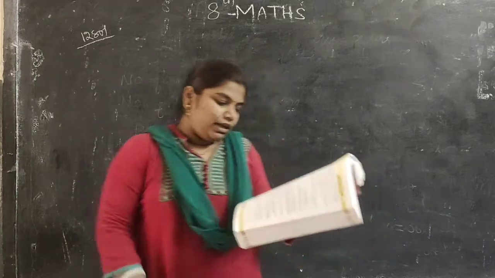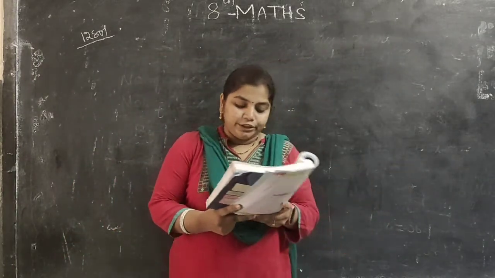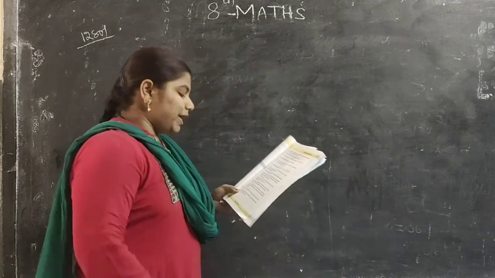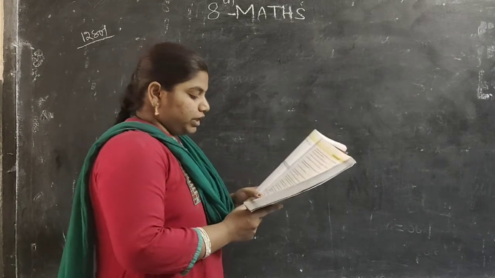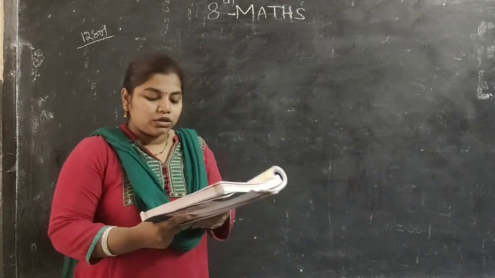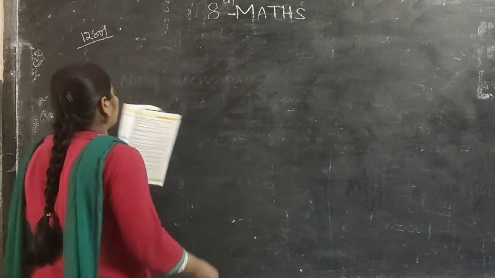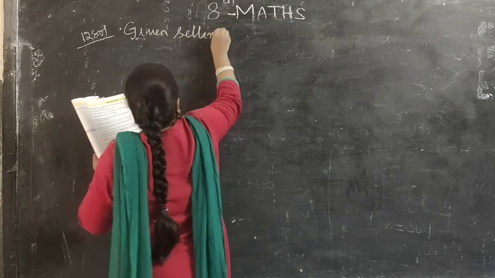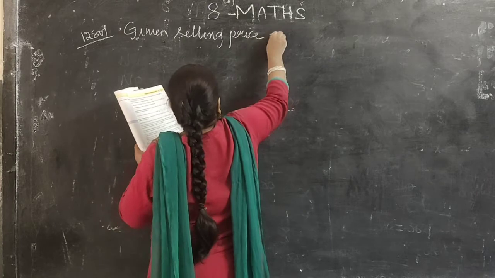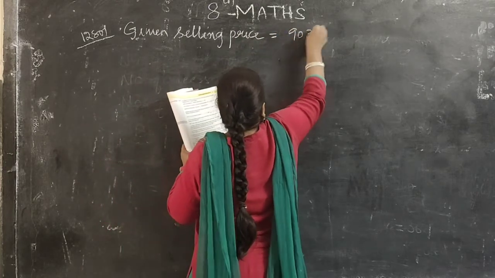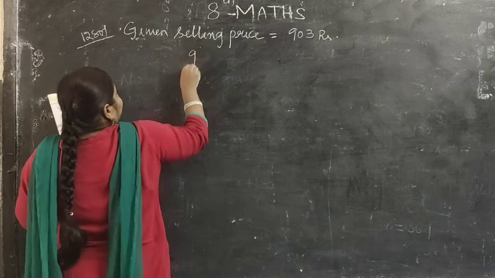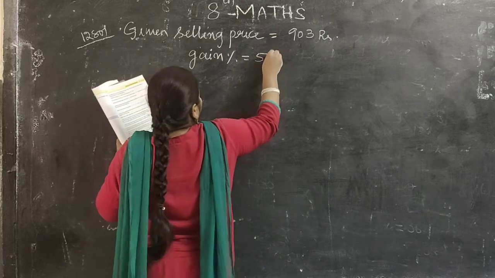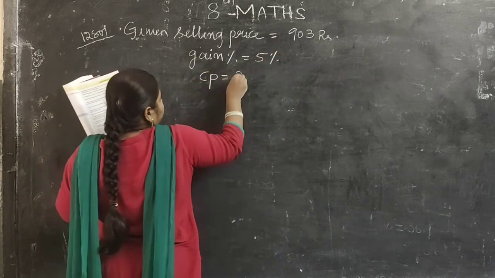So the 12th one: by selling a radio for 903 rupees, a shopkeeper gains 5%. Find the cost price of the radio. We have to find the cost price. The selling price they have given is 903, and the gain, how much gain he got, is 5%. So we have to find the cost price here. Selling price is how much? 903 rupees. And after selling that radio, the gain percentage is 5%. We have to find the cost price value.